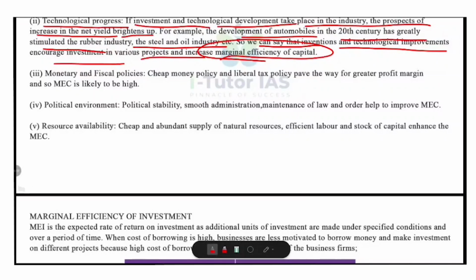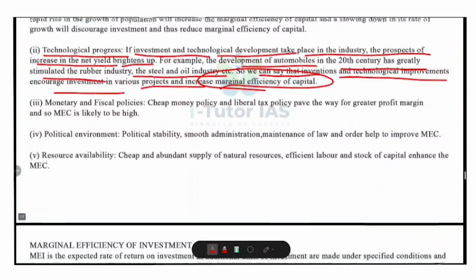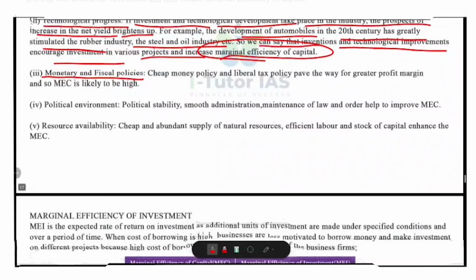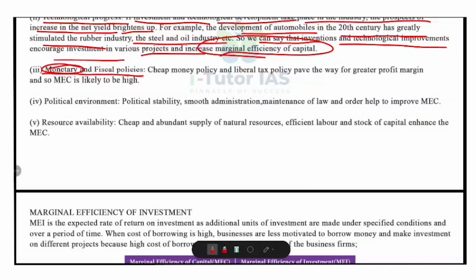And the third factor that affects MEC is monetary and fiscal policy. What is meant by monetary policy? It is the policy of RBI, and fiscal policy is the policy of government. So if the government follows a cheap money policy, it means they will lower the interest rate. Borrowing becomes easy because interest rates are lower, and that will lead to more investment by firms, and that increases MEC.